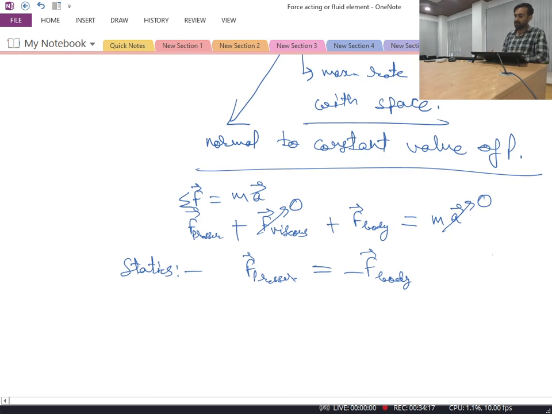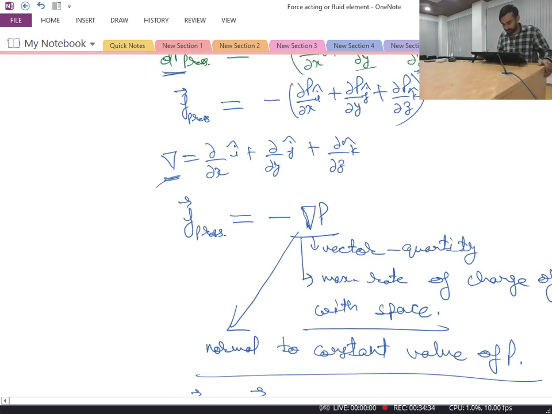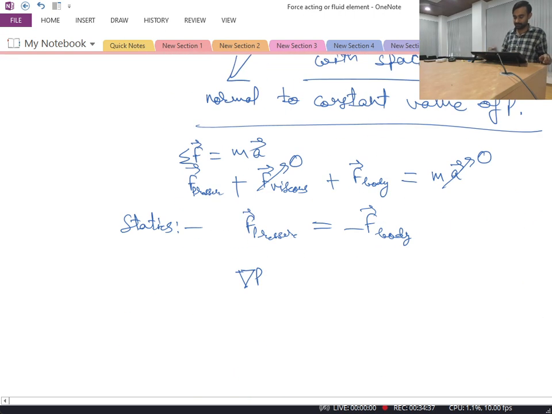So we will be having only a single external field, and that will be nothing but my gravity. Typically, if I have to write on a per unit volume basis, then pressure force is minus gradient of P. So minus gradient of P is the force because of the pressure per unit volume. That has to be equal to minus rho times g vector, where g vector is nothing but the vector for the gravitational field.